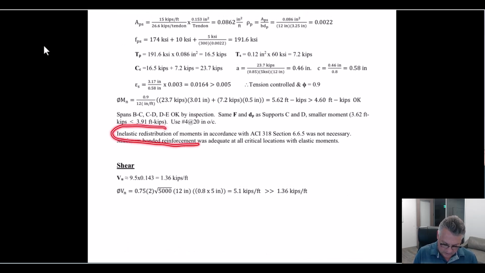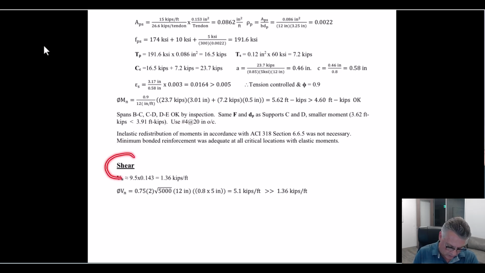Dad's talking about inelastic redistribution. That's a topic that we're not going to get to, but the code actually allows you to inelastically, through plastic moments, redistribute some of the negative moments to the positive moment sections. That wasn't necessary for us to do. It's never necessary that you do it. It's an option available to you, but that's kind of a more advanced topic. So you're going to have to actually discuss that somewhere else.